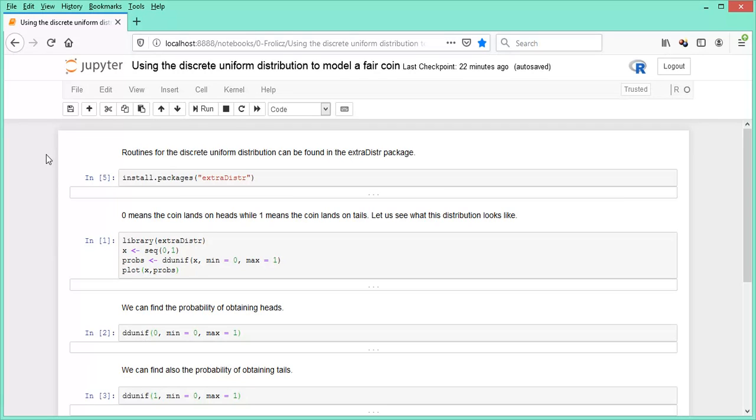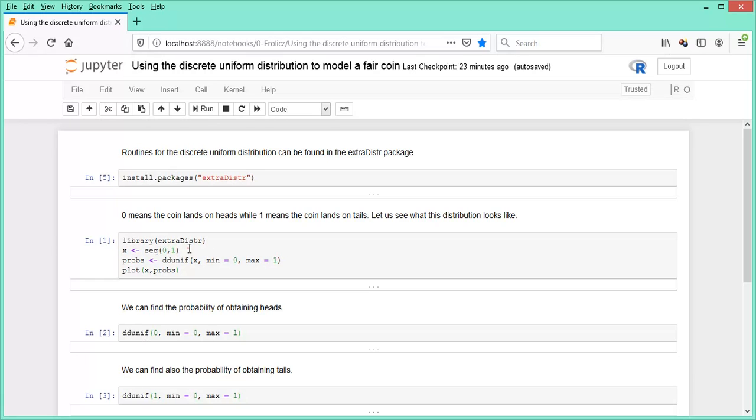Welcome. In this video, we're going to show how to use the discrete uniform distribution to model the flipping of a fair coin. The functions for discrete uniform distributions are found in the extraDistr package, so we'll need to have that installed. We'll say that 0 means the coin lands on heads, while 1 means the coin lands on tails. We can see what the distribution looks like by plotting this graph.